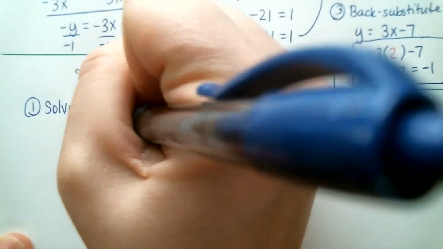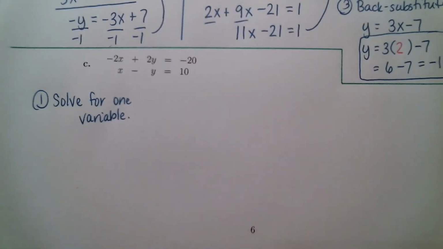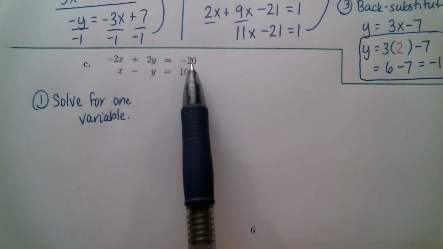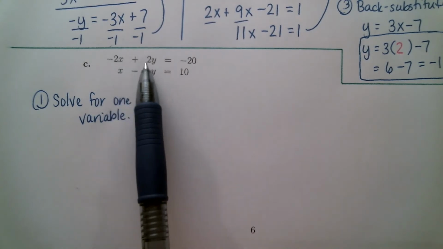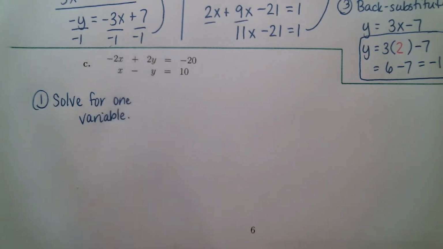Okay, so let's analyze this. Let's look at the system. We're going to pick one of the equations and solve for one of the variables. In the first equation, notice there are numbers or coefficients in front of the x and the y. If you look at the second equation, you don't have that. There's ones in front of the variables. And so in that case, it's probably easier to work with equation 2 to solve it for one of the variables. So I'm going to go with equation 2.